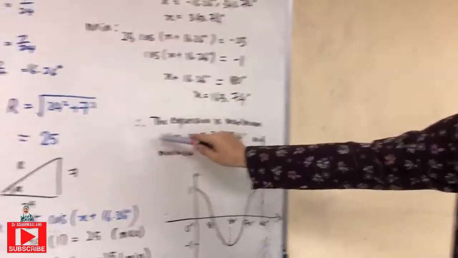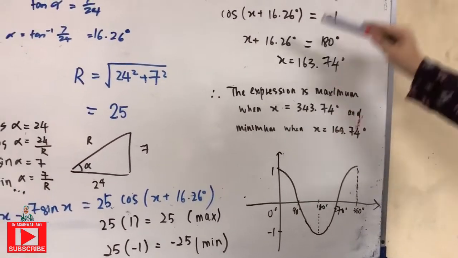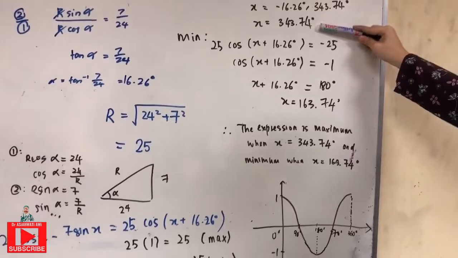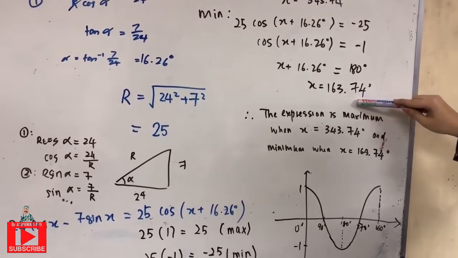So for the final answer, we write like this: the expression is maximum when x equals 343.74 degrees, and minimum when x equals 163.74 degrees. Thank you.